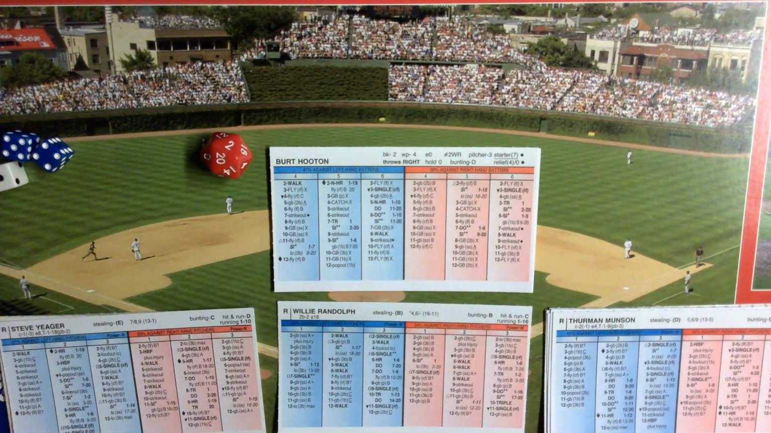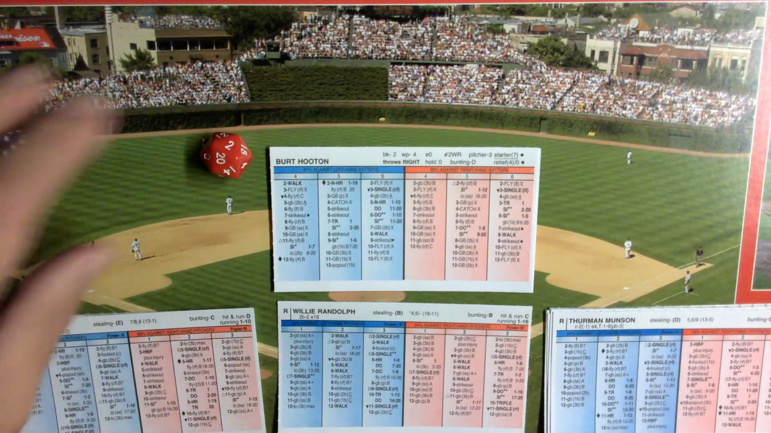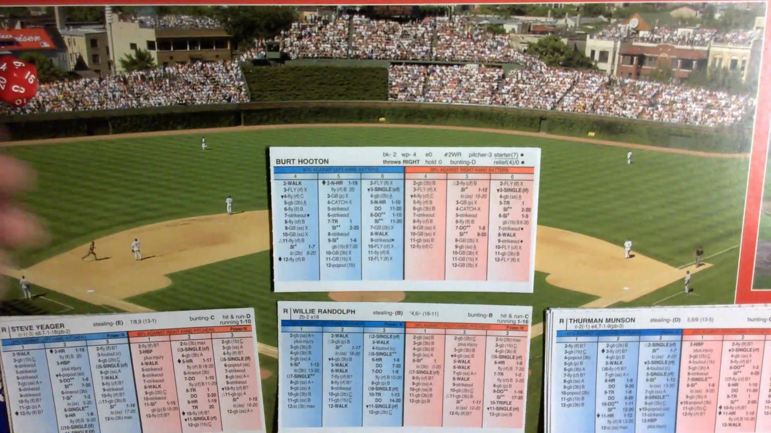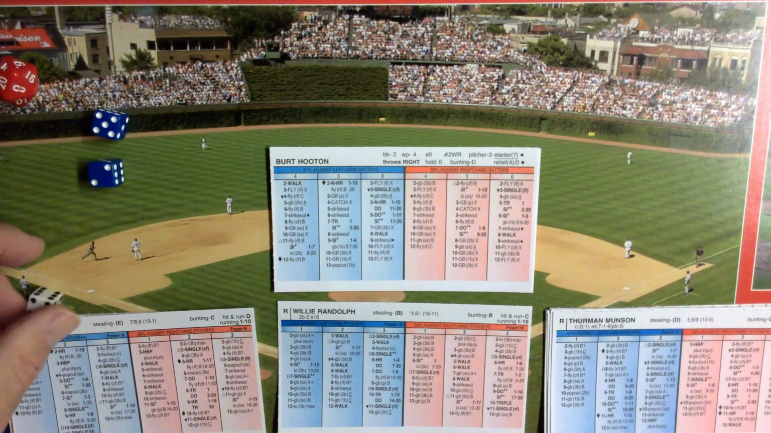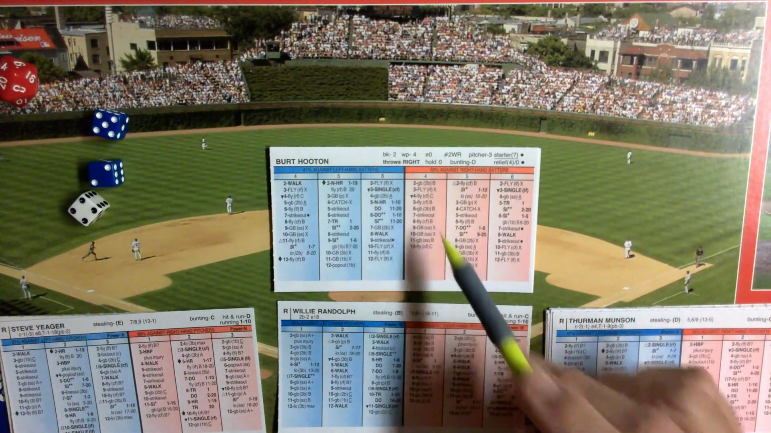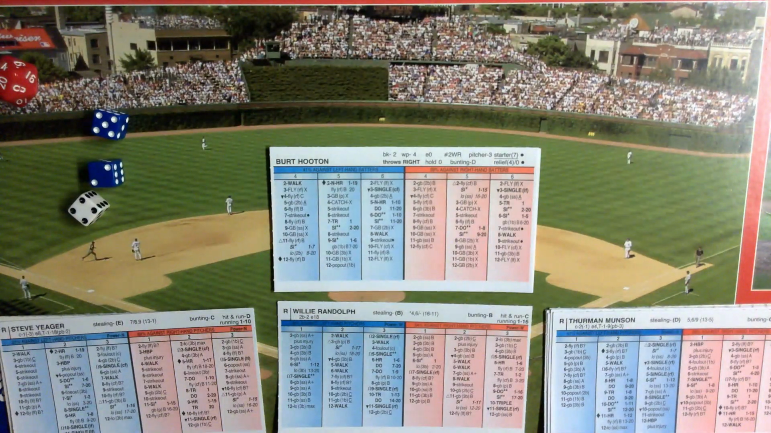Second baseman Willie Randolph is up next. Randolph has had a little bit of a tough time at the plate in this series. He's 4 for 23 for a .174 average. That's a 4 and a 7 against a right-handed batter. 4 and a 7 is a strikeout.